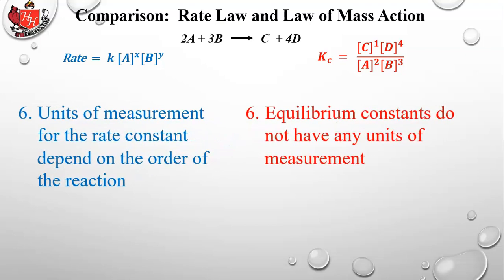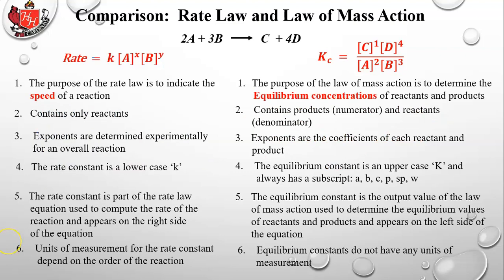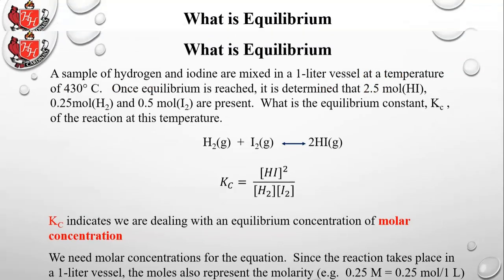6. The units of measurement for the rate constant depend on the order of the reaction. So k has a unit of measure depending on whether it's zero order, first order, or second order. k will either be 1 over seconds, 1 over molar seconds, or something else. On the right side, the equilibrium constants do not have any units of measurement. Capital K on the right side does not have units of measure. And on this slide, there's a summary of the six differences that we mentioned on the previous slides. If you want to take a screenshot of this, you can do that.